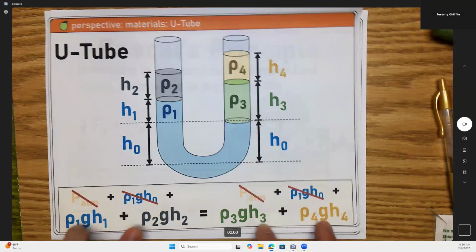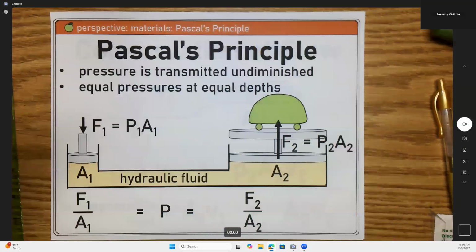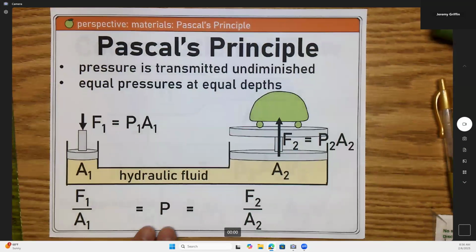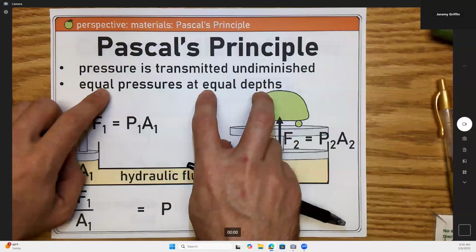And you guys can set up an equation and solve that. All right, you guys remember Pascal's principle? This I just referenced, right? So it's the same pressure on both sides. Pressure is transmitted undiminished.